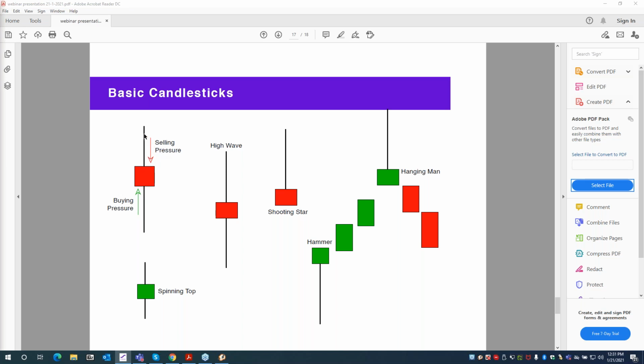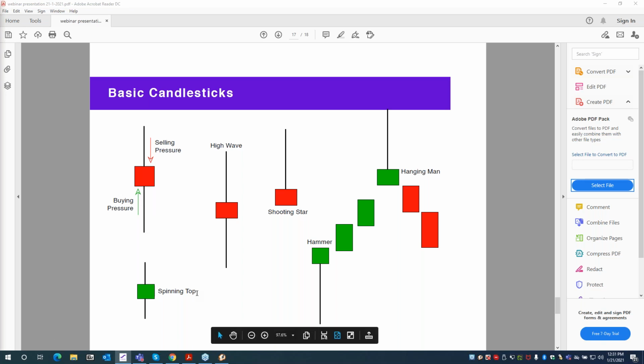Selling pressure is usually the wick that's on top. The bigger your wick is, the longer your wick or shadow as we call it, then there's more selling pressure. The bottom wick or shadow, the longer it is, the more buying pressure there is. So there's more favoritism in taking a buy when you have a longer wick.